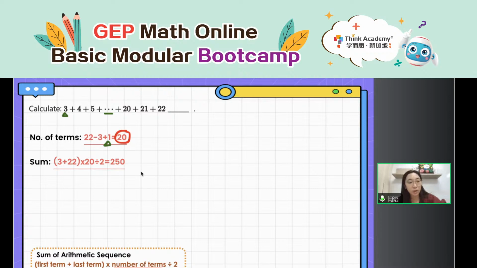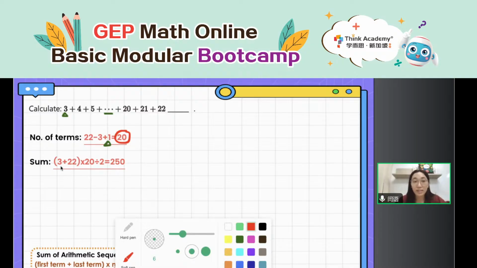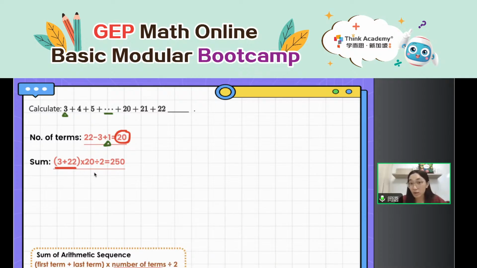So you can see that what is the final answer? Actually, the final answer should be 250. Yeah, there's a faster way for you. As you can see, 3 plus 22, that is 25, right? And then times 20 divided by 2, which means multiply by 10. Then 25 times 10, the answer is 250. Yes, 250. Is it hard?